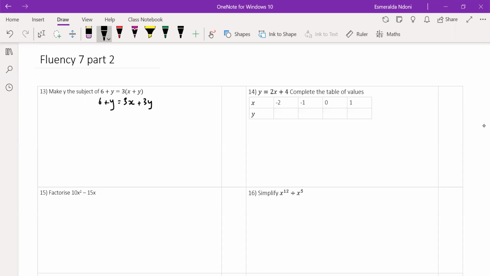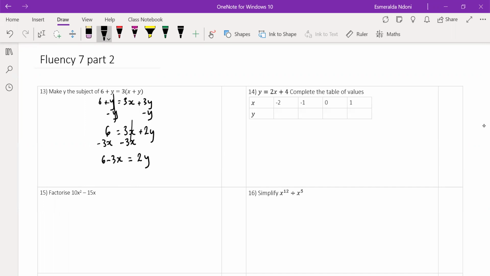Now we need to get y on one side, and we can do that by successful elimination. Again, we need to get rid of the 3x, so the 2y stays on its own. The opposite of positive 3x is negative 3x, and we'll do the same to both sides. We are left with this equation.